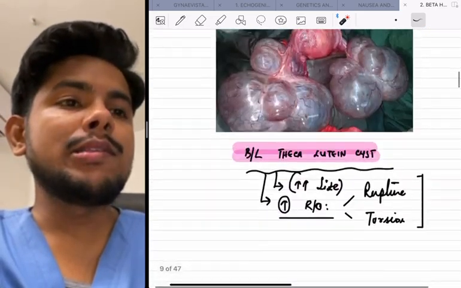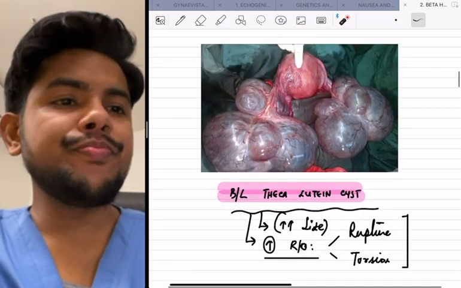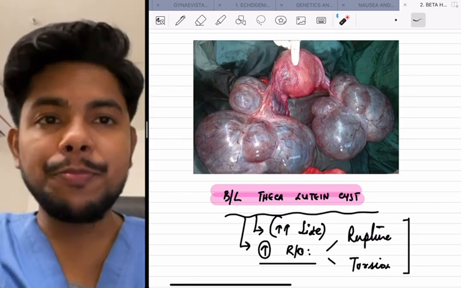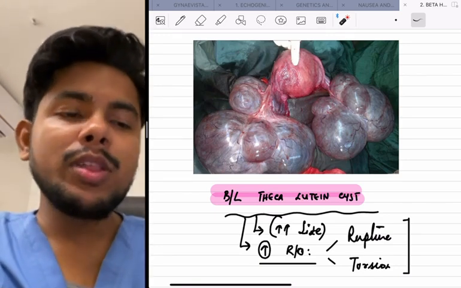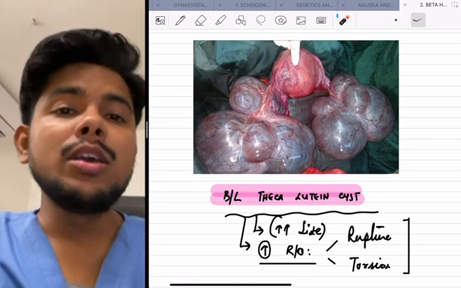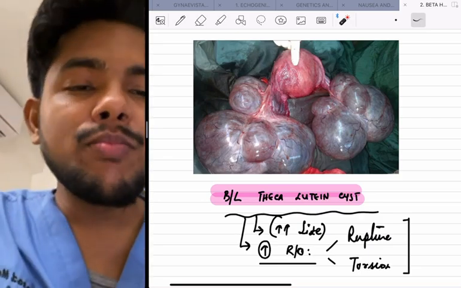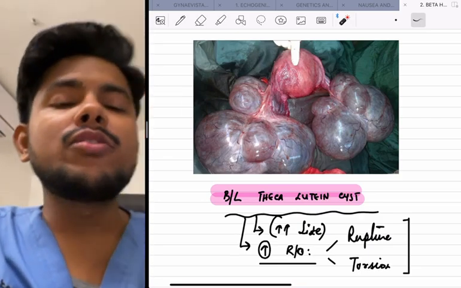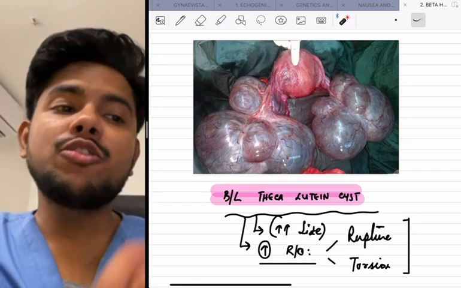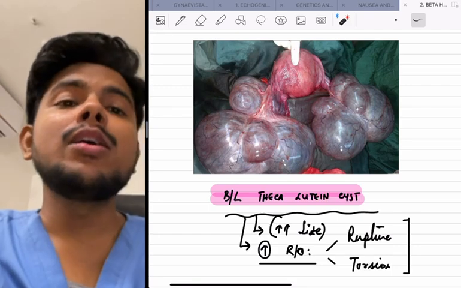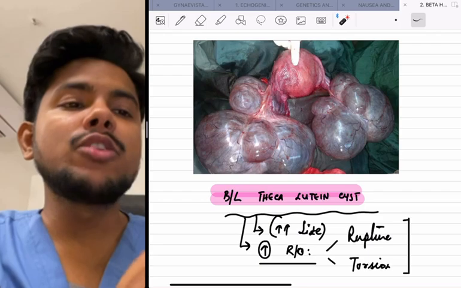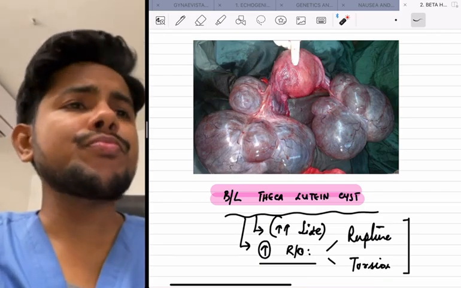Now, I want you to focus on this picture. This is the intraoperative picture of bilateral theca lutein cyst. They are usually bilateral. They usually grow very rapidly, and they're usually huge in size. And as they're huge in size, there is increased risk of rupture and torsion. If at all there is rupture or torsion, those are an absolute obstetric emergency, so we need to intervene surgically.